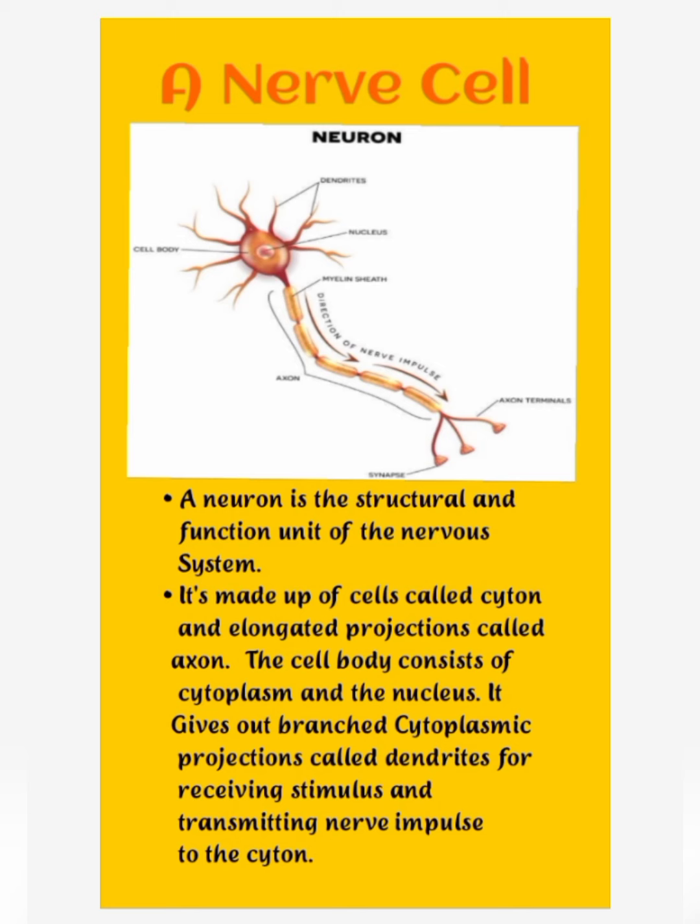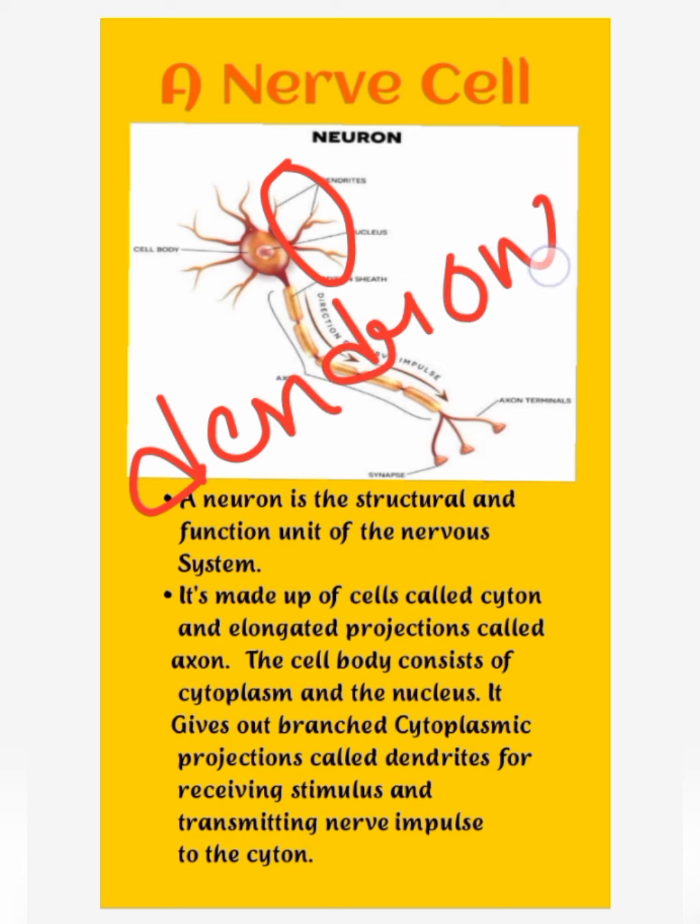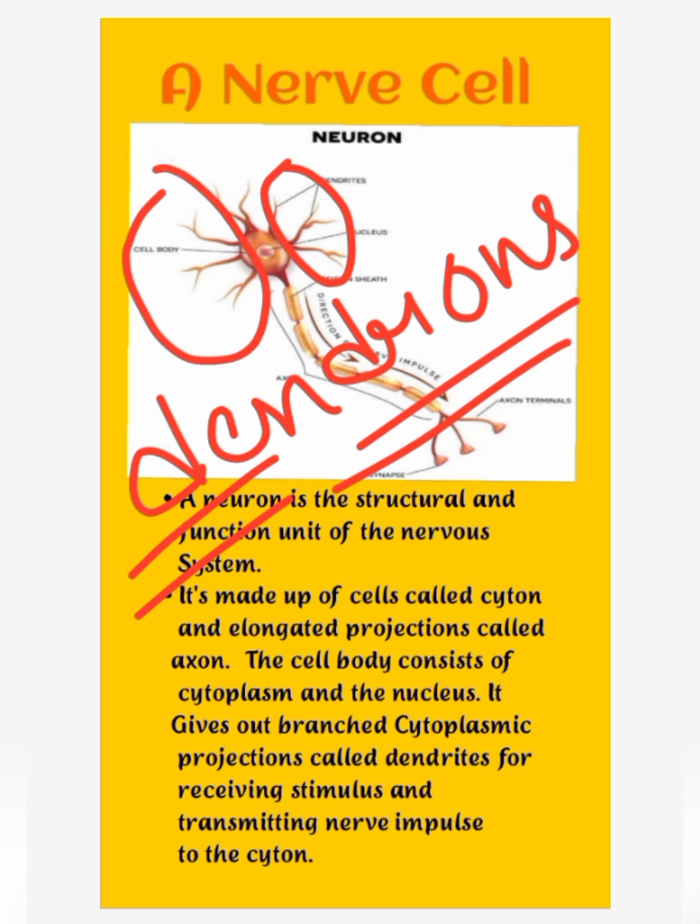Okay, so now dendrites. We can see these small projection sort of things, these short cytoplasmic extensions which are called the dendrons. What are dendrons? Short cytoplasmic extensions. They arise from the cell body. They are attached to the cell body and arise as extensions.